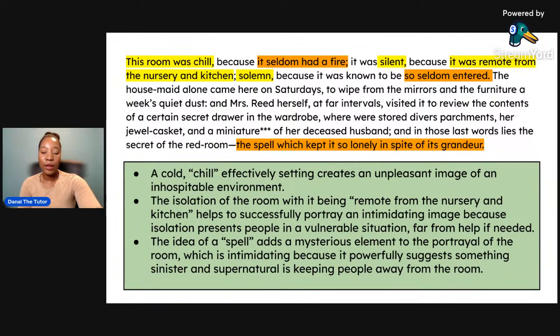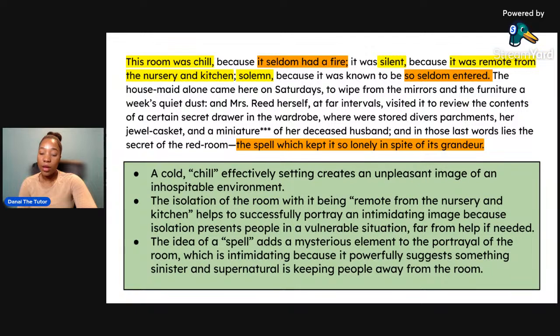The idea of a spell adds a mysterious element to the portrayal of the room, which is intimidating because it powerfully suggests something sinister and supernatural is keeping people away from the room. Okay, so the writer uses a metaphor there.